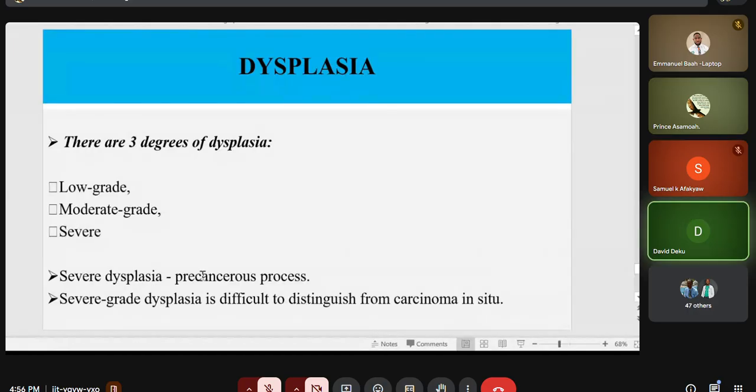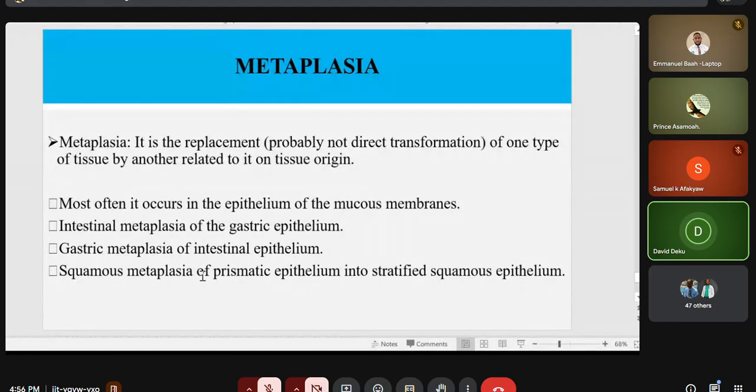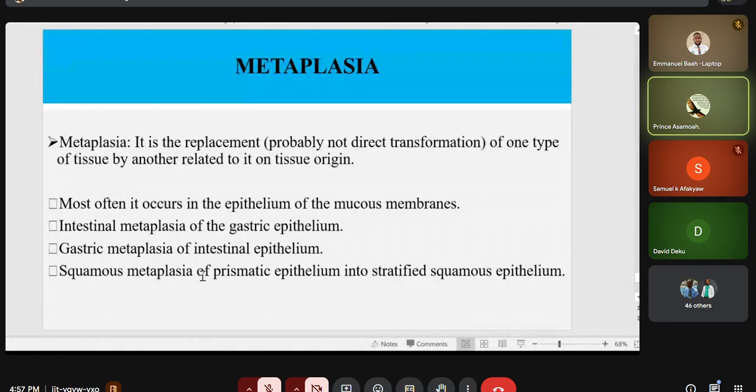Okay, sir. The metaplasia. Is it a case of the cells finding itself at another place, or is it different cells? Okay, yes, the cells finding itself in another place. Is that a metaplasia? We can put it that way.